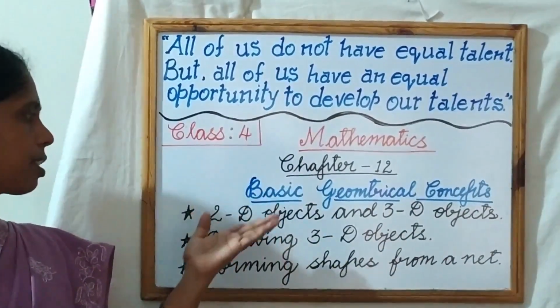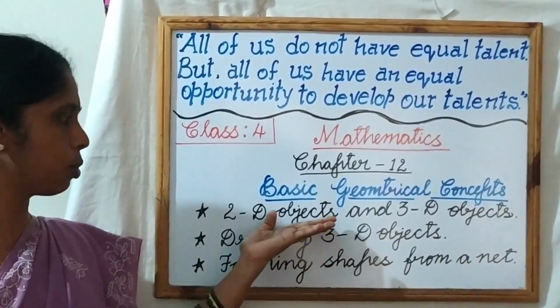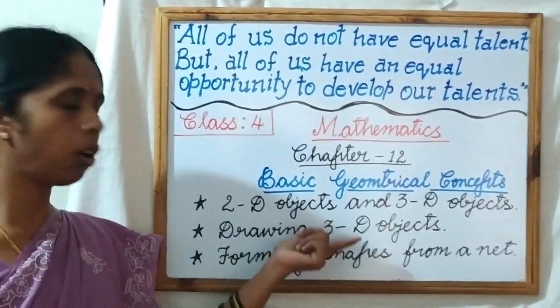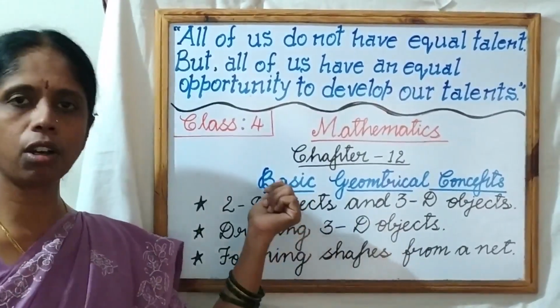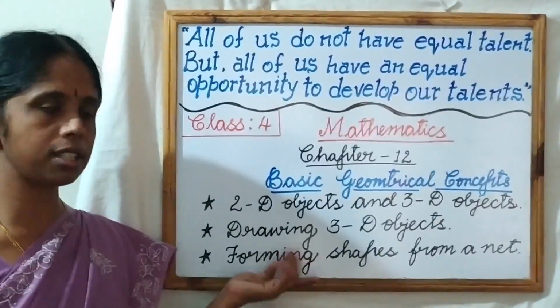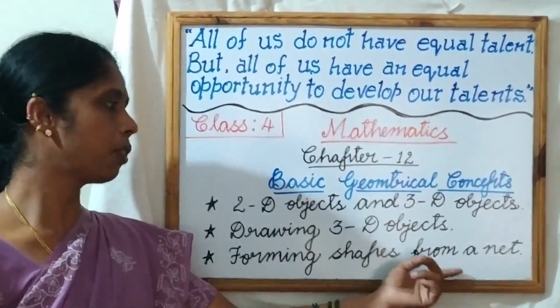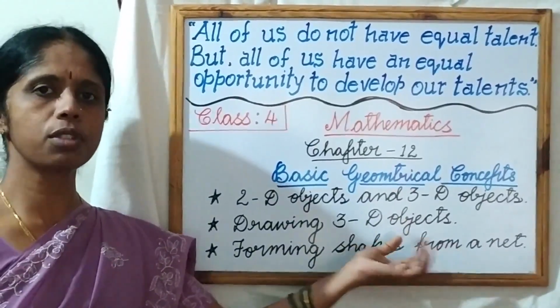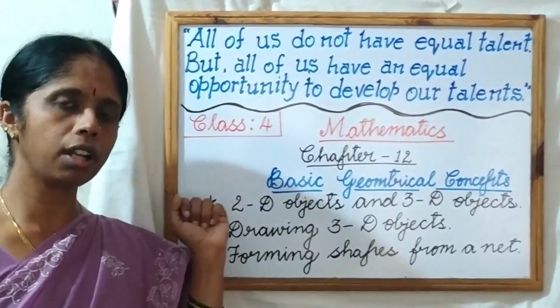Today's class we are going to know properties of 2D objects and 3D objects, as well as we will draw 3D objects or solid shapes, and the main thing we are going to know, that is forming shapes from a net. The solid shapes, how they will be made using a net. So hope you all are ready.